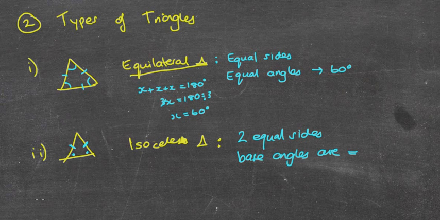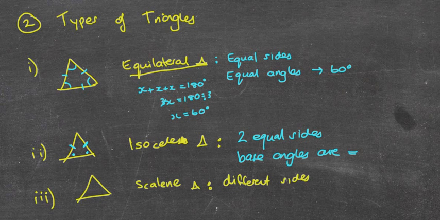And the third one, although it's important to know the name of this, it isn't as significant for our purposes, I guess, because it's not going to help us when we're doing angle sum of triangles, etc. But this is called a scalene triangle, which means it has different sides, which I might denote by doing 1 stroke, 2 strokes, and 3 strokes, and it also has different angles.